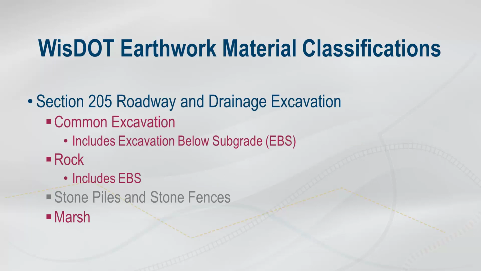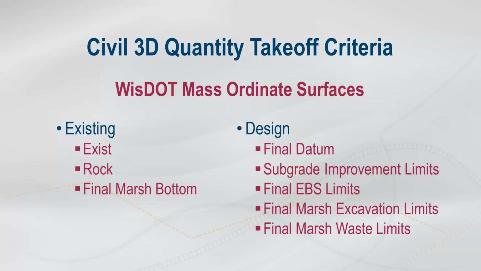In the Wisconsin Department of Transportation standard specifications, earthwork is broken down into 4 different classifications. In section 205, there is common excavation, which includes EBS, rock excavation, which also includes EBS, stone piles and stone fences that we won't be covering today, and marsh material. In Civil 3D, we have taken these materials into account to create our quantity takeoff criteria named WisDOT Mass Ordinate.